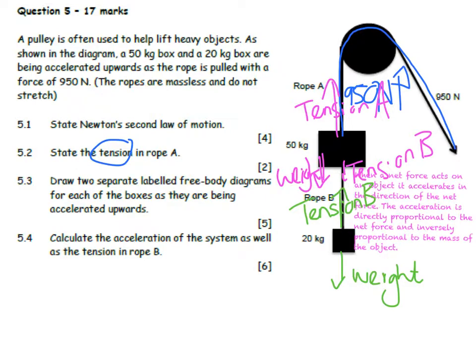Then we have to calculate the acceleration of the system as well as the tension in rope B. So we are going to say the resultant force, I'm first going to worry just about the 50 kilogram block.